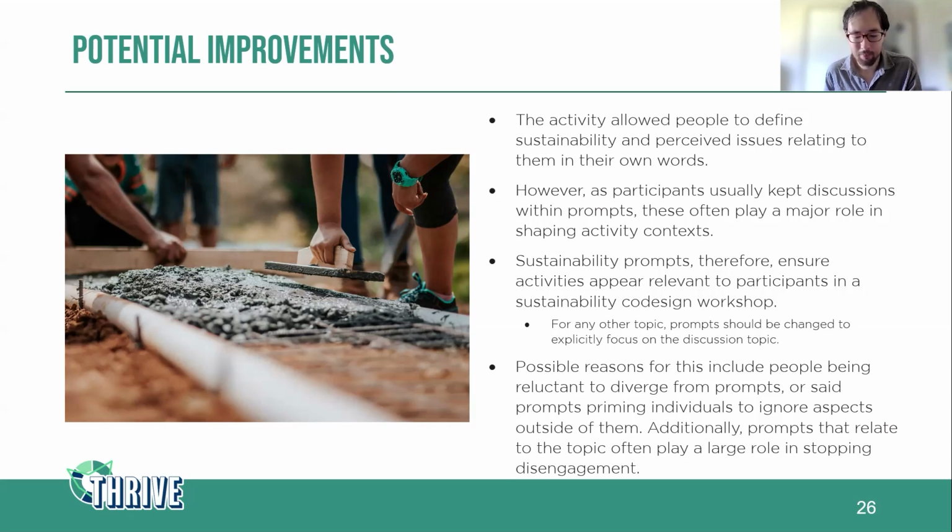For any other topic, prompts should be changed to explicitly focus on the discussion topic. For example, the first prompt could be changed to draw what thrivability means to you for thrivability, or draw what smart cities mean to you for smart cities, or any other topic for anything else.